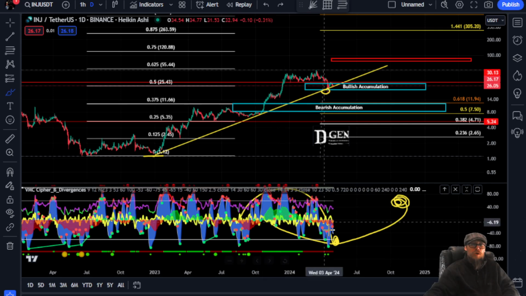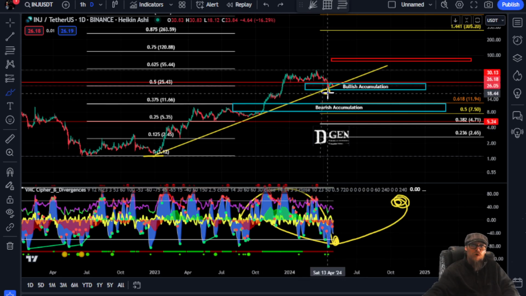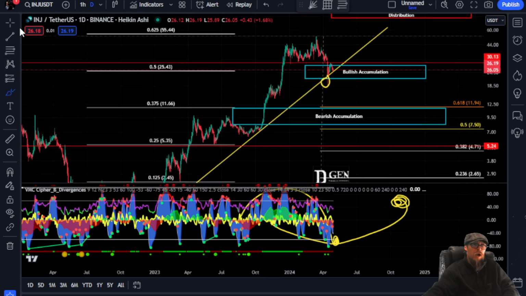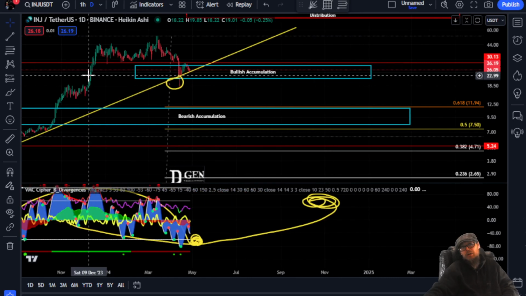But here we got this bullish signal. We broke below this trend. We've reclaimed it. We've come back down. And I see a long trade here.